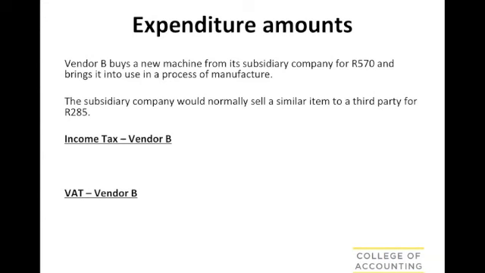Now let's have a look at a transaction that is deemed to be at market value on the expenditure side. In this example, vendor B buys a new machine from its subsidiary company for 570 Rand and brings it into use in a process of manufacture. The subsidiary company would normally sell a similar item to a third party for 285 Rand. So they've sold it to vendor B for more than market value.